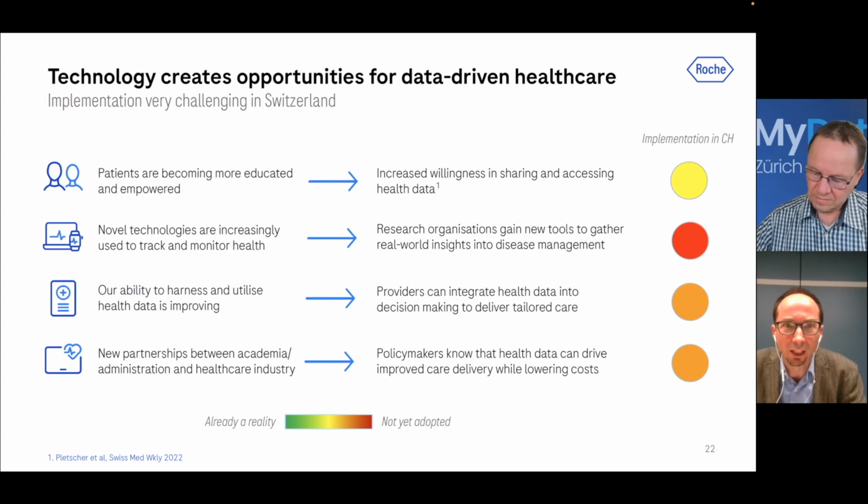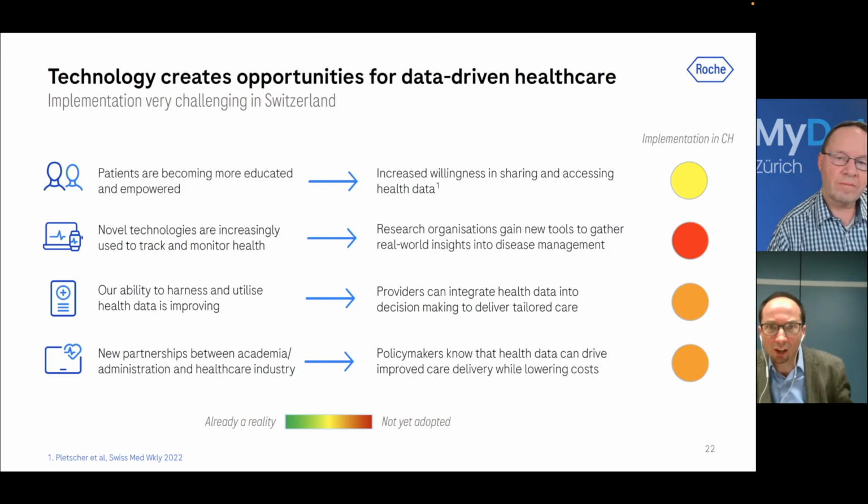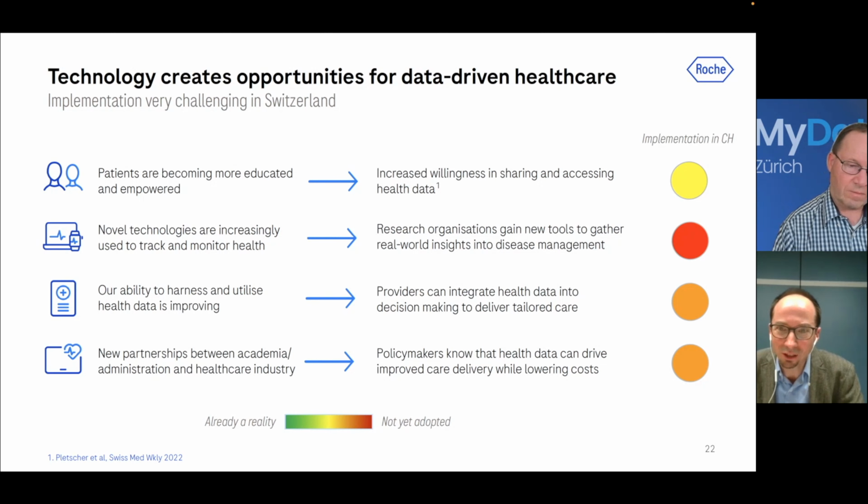What we see is actually technology creates a lot of opportunities for data-driven healthcare. What we see as well is implementation is really, really challenging. But we see patients becoming more educated, more empowered. We also see there is an increased willingness in sharing and accessing health data if it's very clear and transparent what is happening. And that's a very fair request. We need to have much more transparency there.